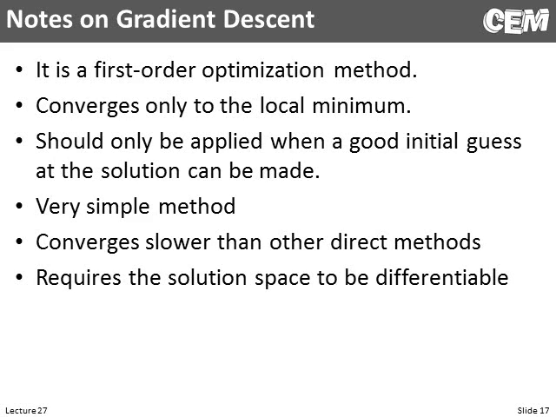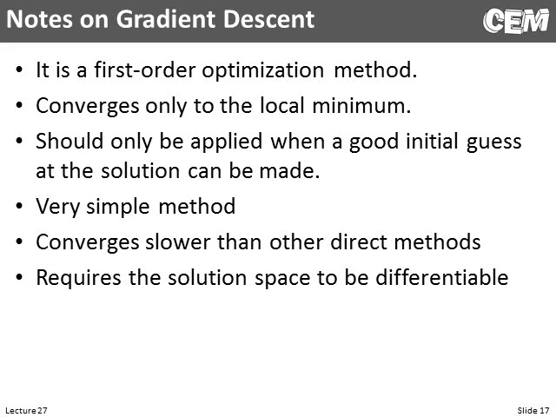Some final notes on gradient descent. It's a first order optimization method. It really does not try to guess how far away that global best is and go straight to it. It just does little tiny steps moving up or down the gradient. It always converges to the local minimum. It does not search the entire solution space. So it sort of locks onto or refines a design that's already pretty good. So we tend to only use it when we have a good initial guess. It's a really simple method. It takes you 10 minutes to implement something like this.